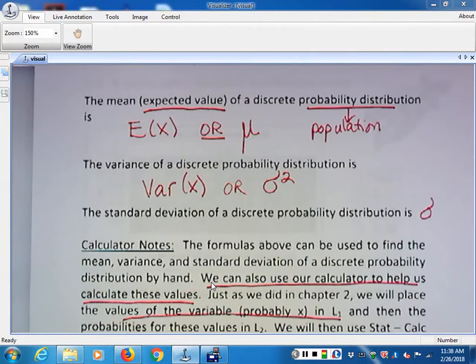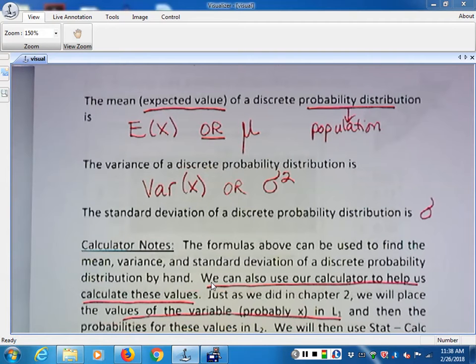We were talking about the symbols that we use, and E parentheses X is read the expectation of X. It's the same thing as mu, and because you see that Greek letter mu, you know this is a population. Probability distributions are referring to the population. It refers to the whole entire group, not just a sample of something.